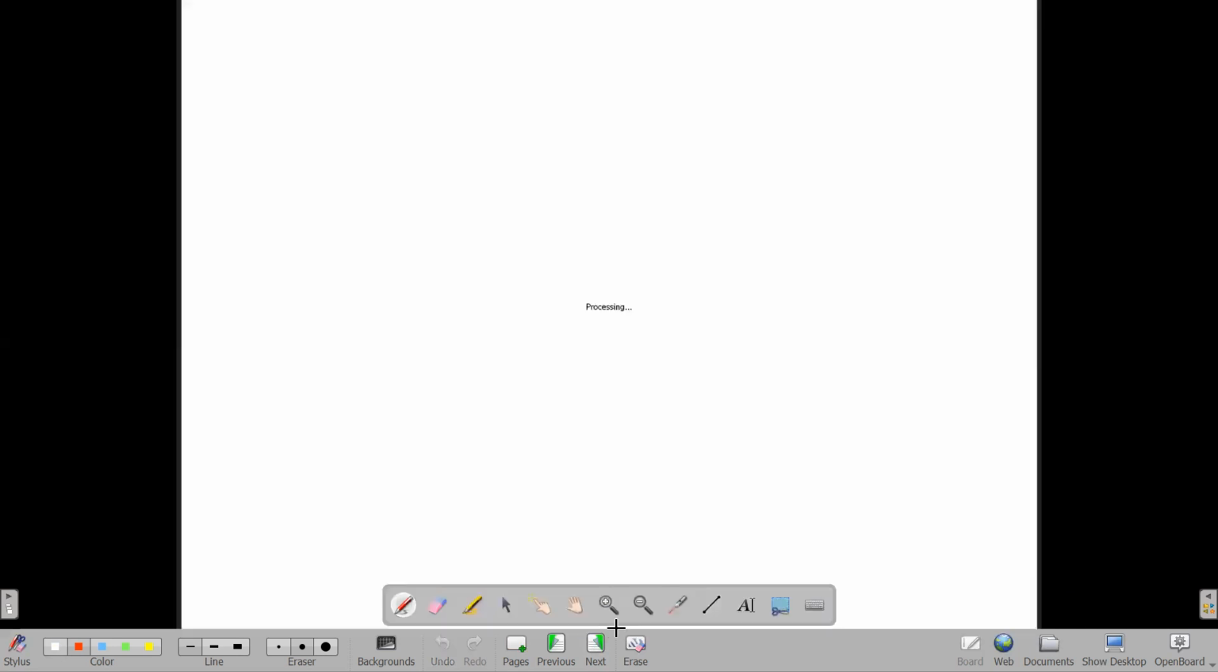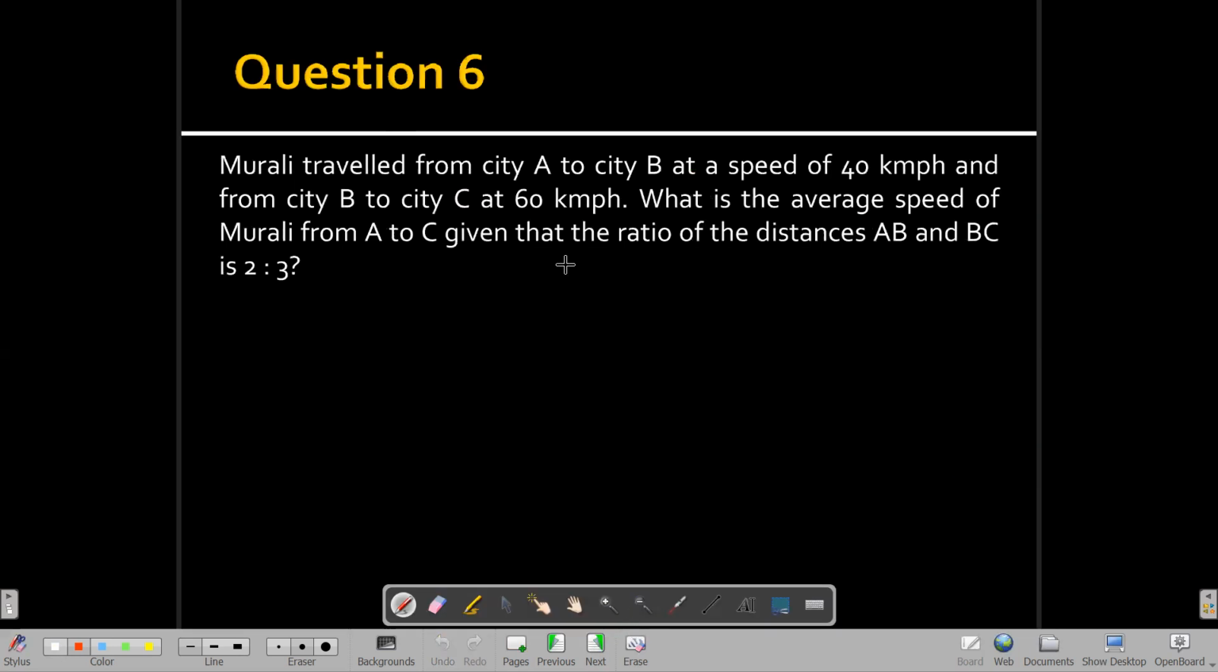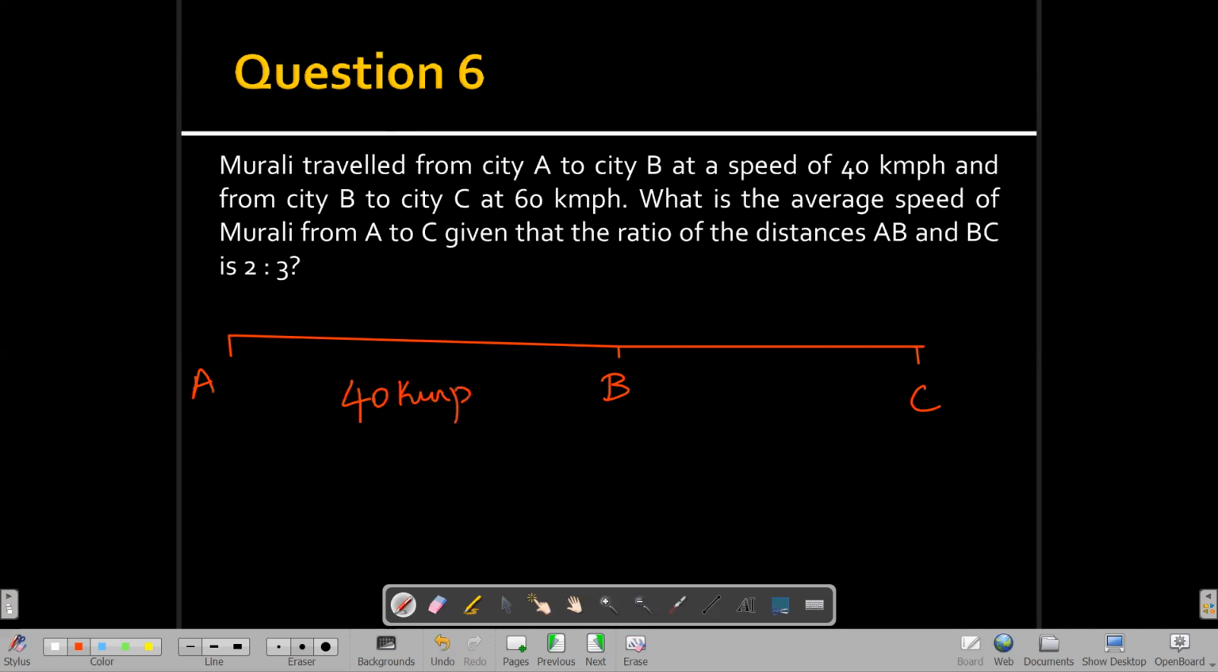Now let us go to the next question, question number 6. Here it is given, Murali traveled from city A to B at a speed of 40 km per hour, B to C at 60 km per hour. So we are considering the travel of Murali from A to B and then from B to C. Like this it is. Okay, so let me mark it here, A, B, C. The speed in this case, we can see that A to B is 40 kilometers per hour, and B to C at 60 kilometers per hour speed.